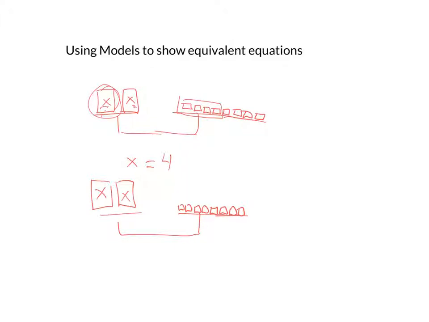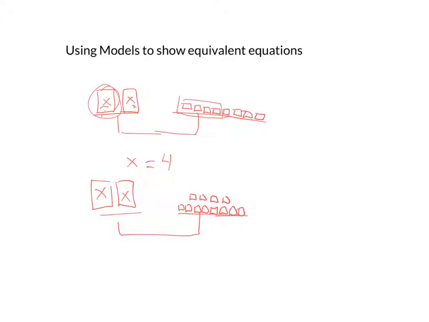Let's say on both sides we just pick any number. Let's say we add 4 to each side. 1, 2, 3, 4. Right now, my scale wouldn't be balanced.